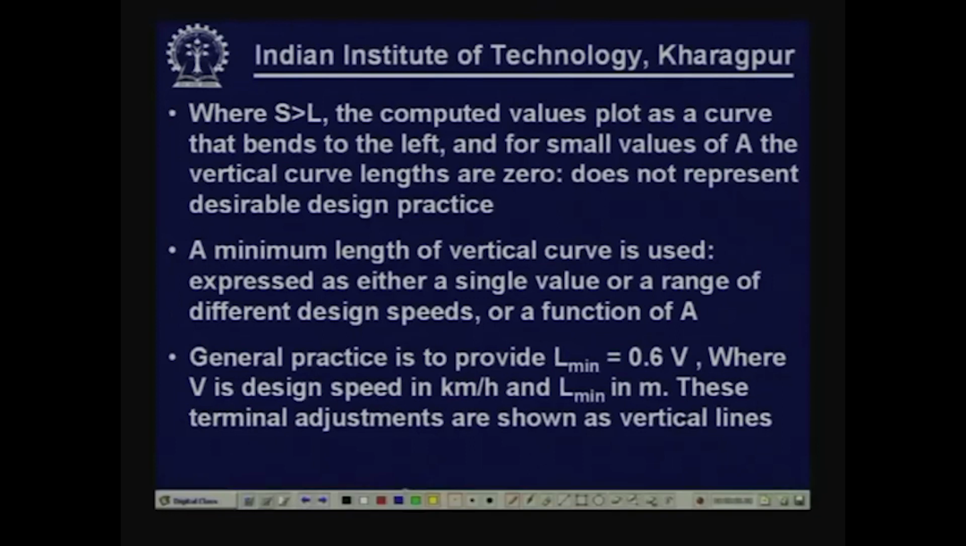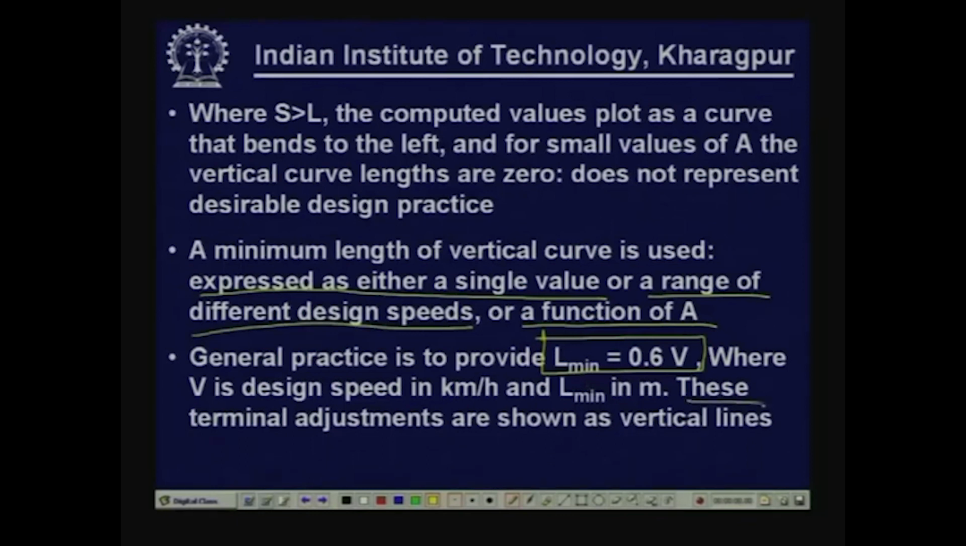Now, the moment we say a minimum length of vertical curves is used, there are many approaches. Sometimes this is expressed as either a single value, sometimes a range of different design speed, sometimes as a function of A, but the general practice is to provide L minimum as 0.6 V. It is the general practice to provide minimum length of summit curve as 0.6 V, where V is the design speed in kilometer per hour and L minimum is the minimum length of curve in meter.